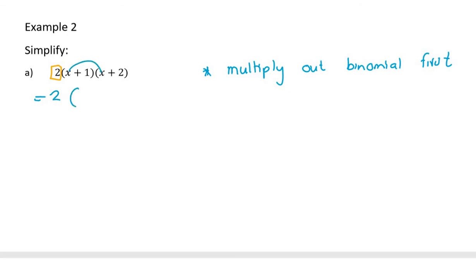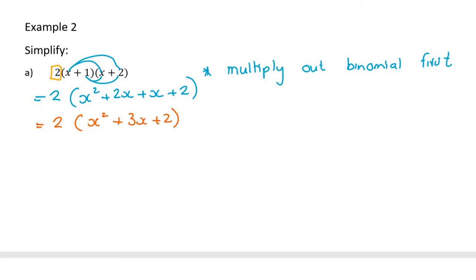So I'm going to do x times x, x squared, plus 2x, plus x, plus 2. Now again, there's different options. You could now distribute in the 2 if you want to, or you could decide to collect up like terms in the brackets, so x squared plus 3x plus 2, and then distribute your 2. It's entirely up to you. I prefer to do it the way I'm writing it, because then I have to do less distribution.